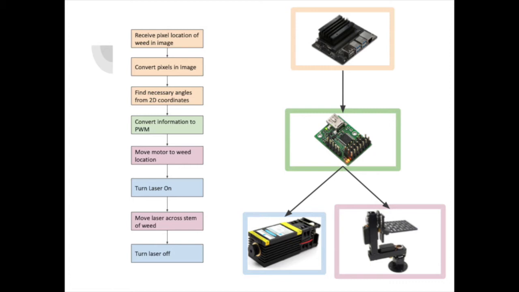And then this servo controller, which outputs pulse width modulation, controls the laser as well as the actual gimbal. So the laser takes pulse width modulation to turn on and off. This controller will tell the gimbal where it needs to go, and then turn the laser on, and then move the laser across the weed, and then turn the laser off.